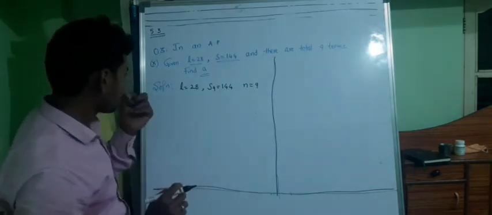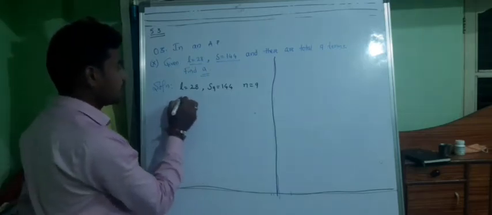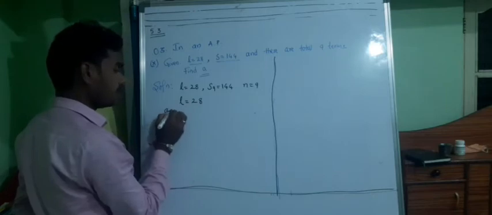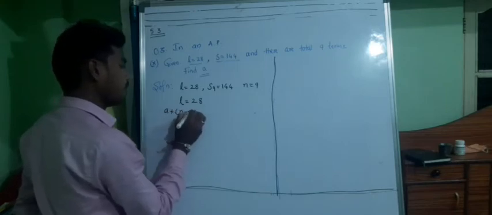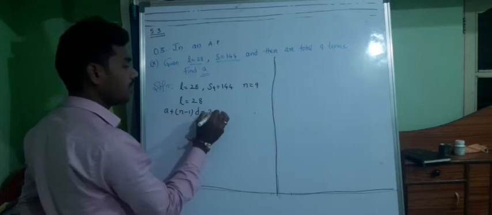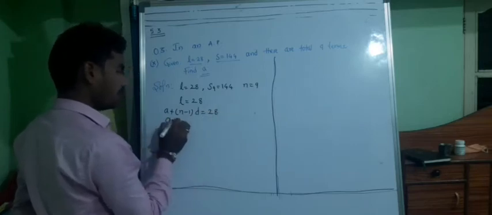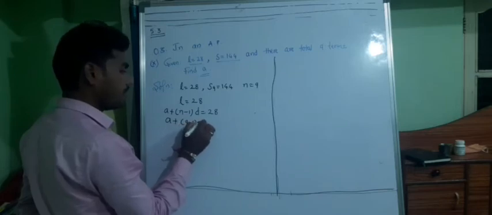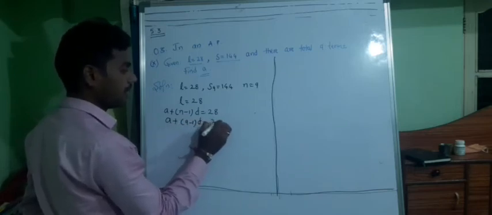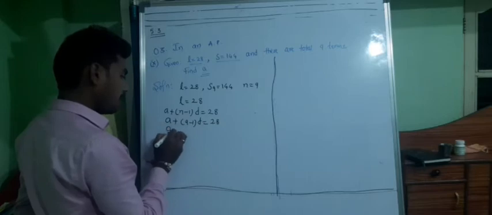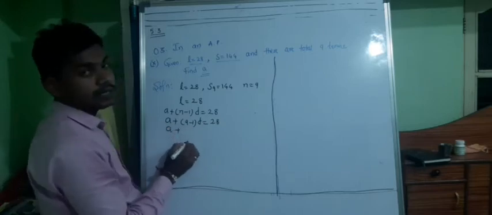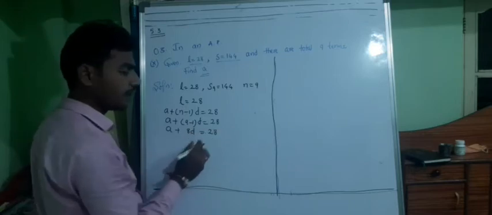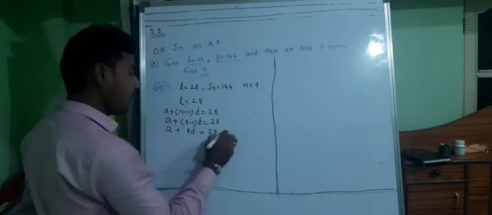Now L is equal to 28. L is nothing but A plus N minus 1 into D is equal to 28. I don't know A. What is N? 9 minus 1. D we don't know. A plus 9 minus 1, which is 8D, is equal to 28. Fine. So I'll call it equation 1.